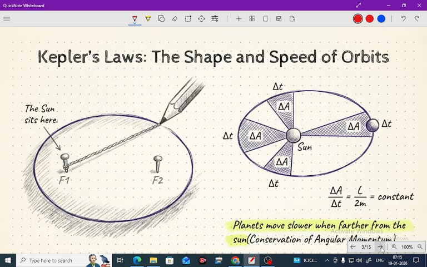So we are finding Kepler's law, the shape and speed of orbits. Here you see the sun sits here, the two foci F1 and F2. Planets move slower when farther from the sun, conservation of angular momentum. Here you can see that del A by del T is equal to L by 2m, which is constant. That means planets move slower when farther from the sun. It is Kepler's law.